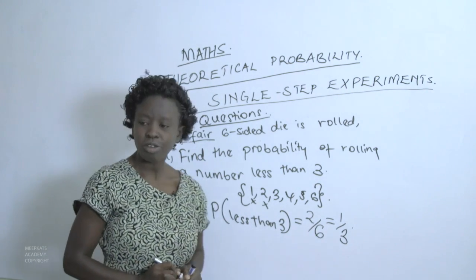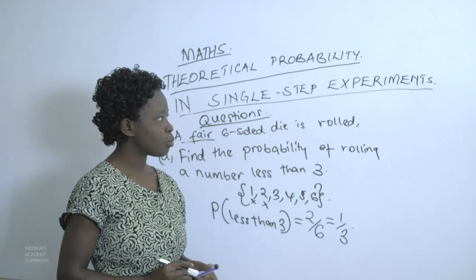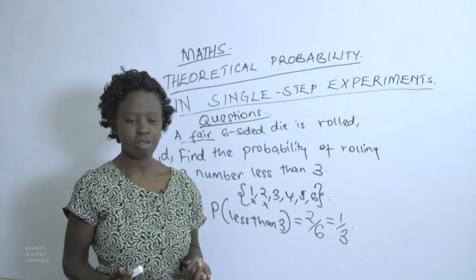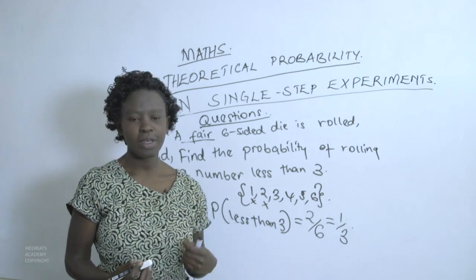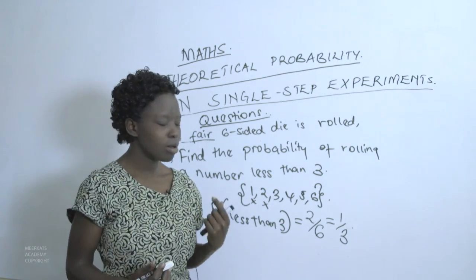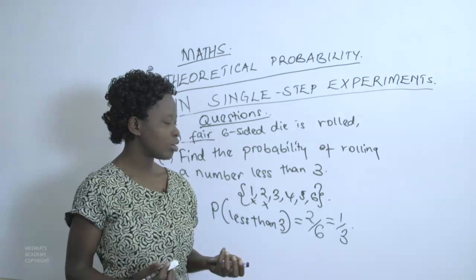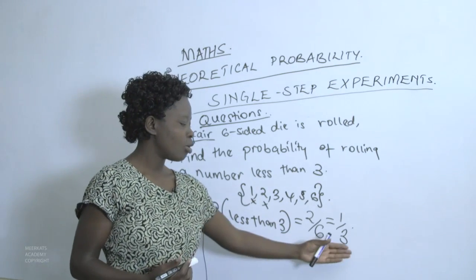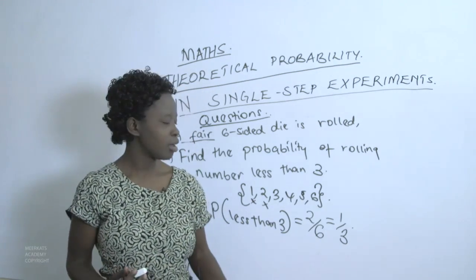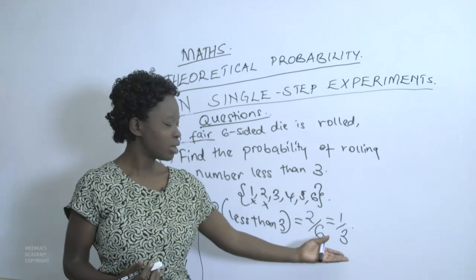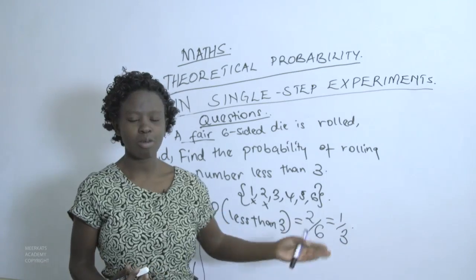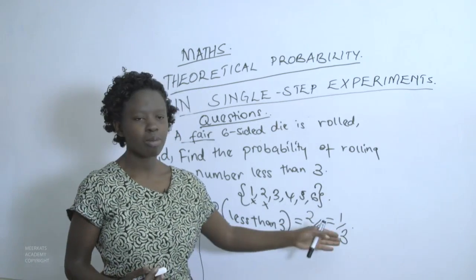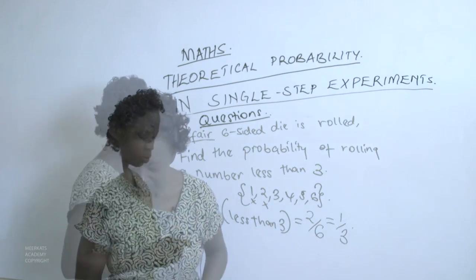So it is important to note that when we are talking about probability, we have 3 options. You can either write your answer as a fraction, as a decimal, or you can convert it to a percentage. So my answer is in the form of a fraction, but that doesn't limit you from writing that answer in the form of a decimal or a percentage.